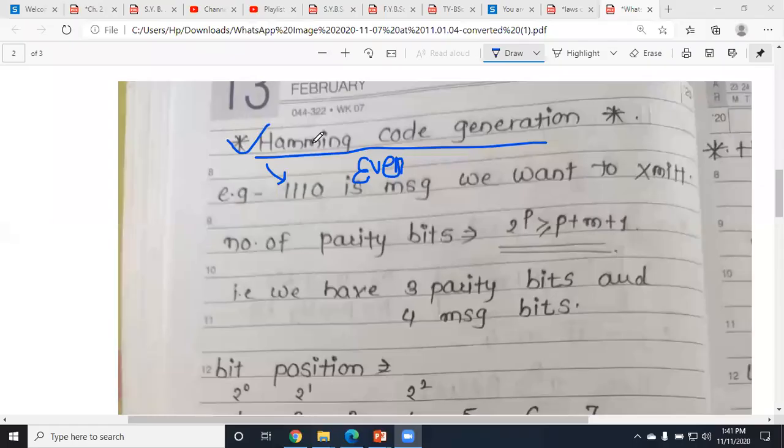So we are going to see how to generate a Hamming code for a given message signal. Now the given message signal is of 4 bits, right? If the message signal is equal to 4 bits, then how many parity bits do we need to add? Can anybody tell me? 3. How?